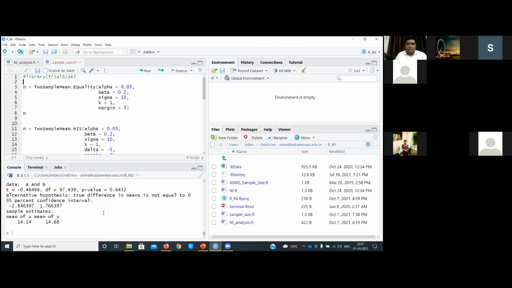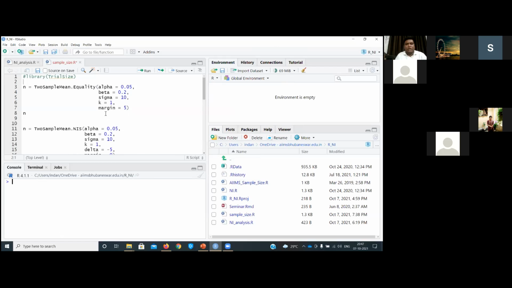I'll just clear this stuff so that it will be easy to understand. Okay. Now I'll explain the sample size calculation for a superiority study so that we can understand this calculation of sample size for a non-inferiority study.